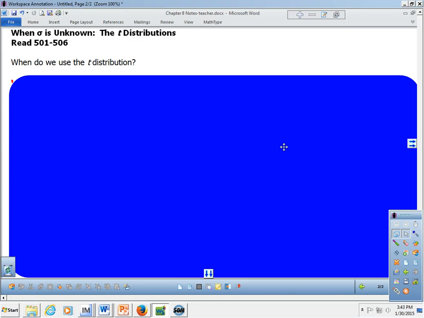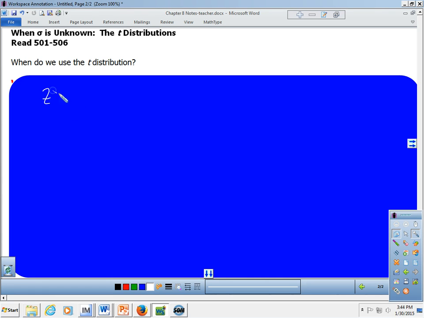When do we use the t-distribution? And before we get into that, I want to make sure that we make a connection here with our z statistic that I think we glossed over. And it's important to do that because it'll help us understand why we're talking about something called a t-distribution.